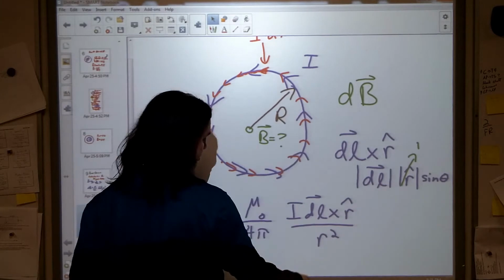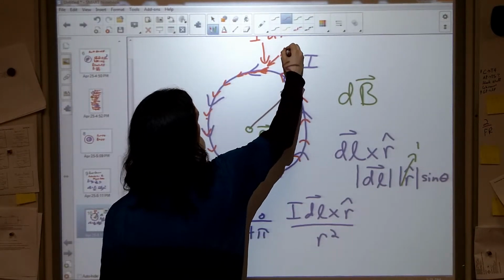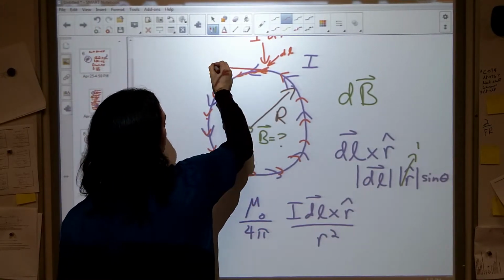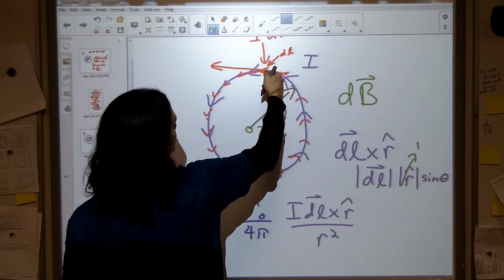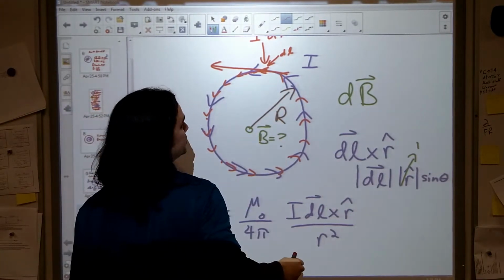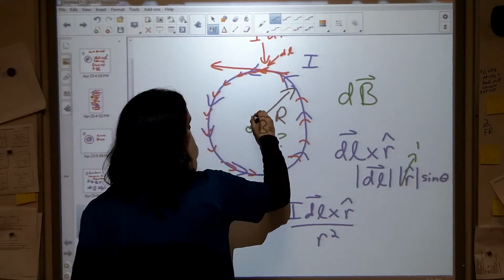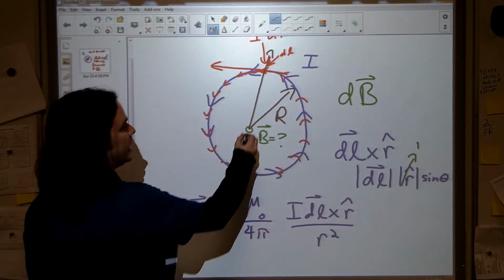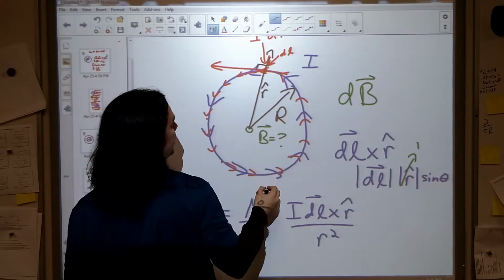So if I'm looking at point P here, or at a spot right here, this is my dl. My dl is pointed tangentially to the circle right here. So dl is pointed at a tangent to the circle at that exact point. And my radial vector that goes out from the dead center outward like this is going to be like that. This is my r hat. It points in the radial direction. I end up with 90 degrees.